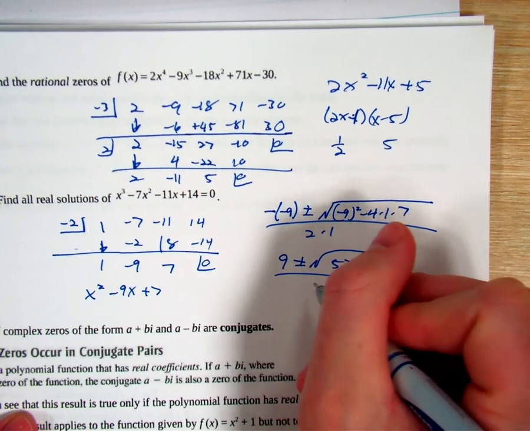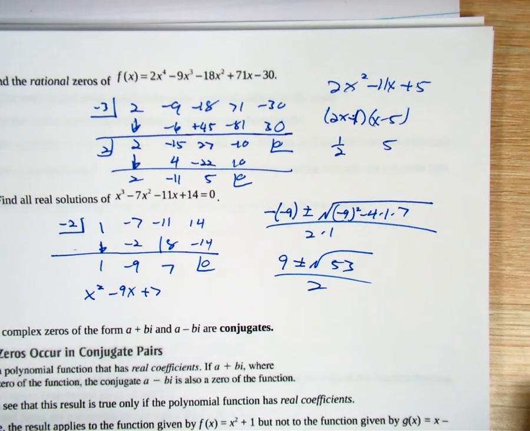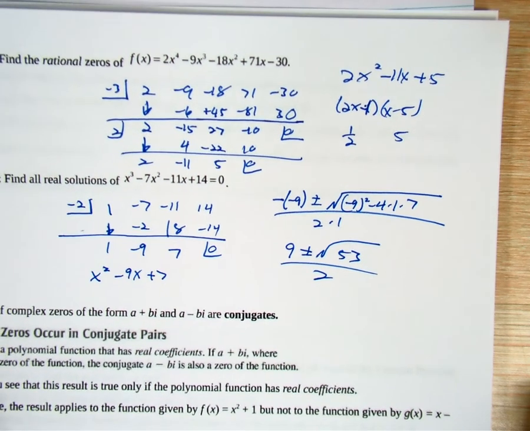53 on the inside, that does not reduce. And there's your other two zeros: 9 plus the square root of 53 over 2, and 9 minus the square root of 53 over 2. All right, we're getting into the fun parts.